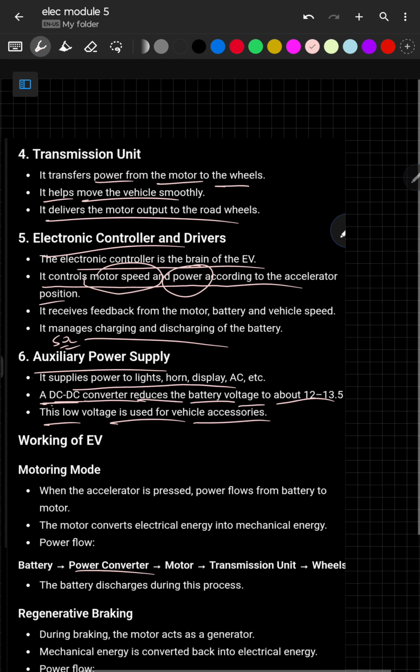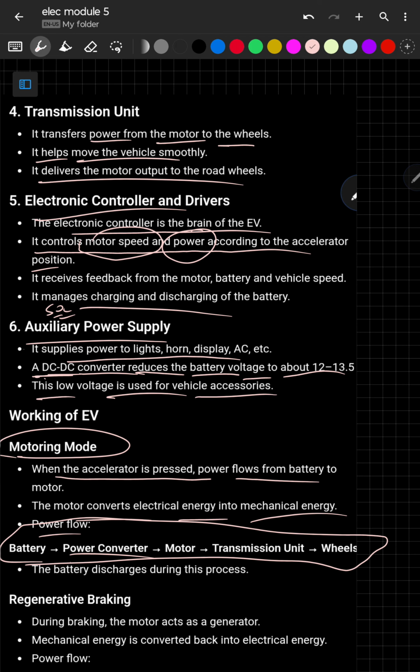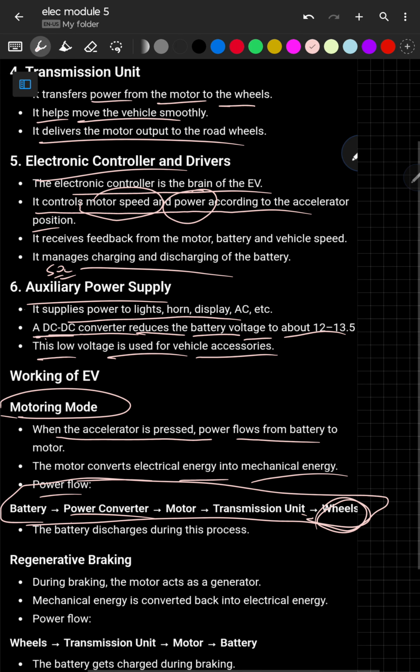Now working, I told you. Motoring mode: when the accelerator is pressed, power flows from the battery to the motor. The motor converts electrical energy into mechanical energy, and power flows after the transmission unit to the wheels. This I didn't write, but it's understood, right? The battery discharges during this process.